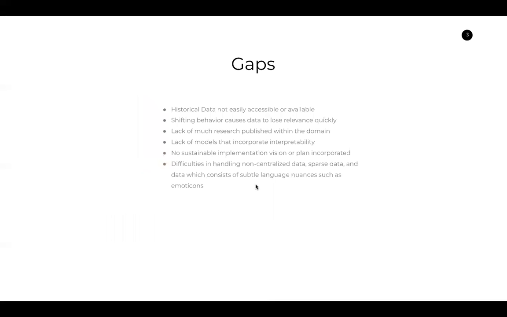So some of the gaps that exist: there's not a lot of historical data that's easily accessible or available. There's a lot of shifting behavior as those conducting this try to avoid detection. There's not much research that's published. And even those that have been published don't tend to incorporate models that have interpretability.